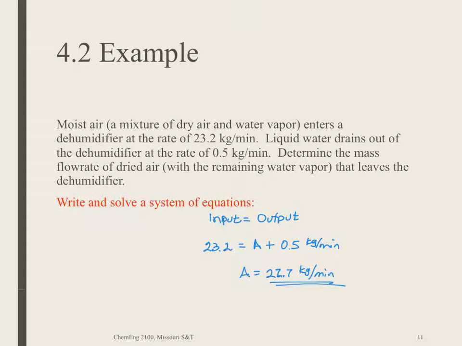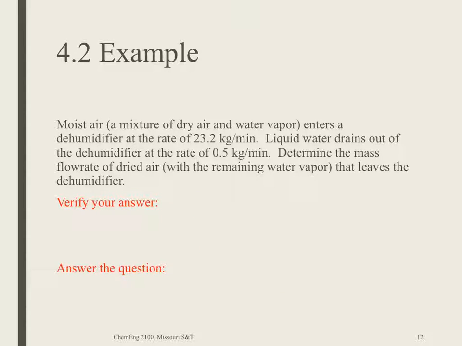Now this may seem like overkill, right? It is for this little simple problem. You could have done this one in your head without anything else. So verify your answer. Make sure that it all makes sense. So 22.7 plus 0.5 is 23.2. Yeah, I'm happy with that.